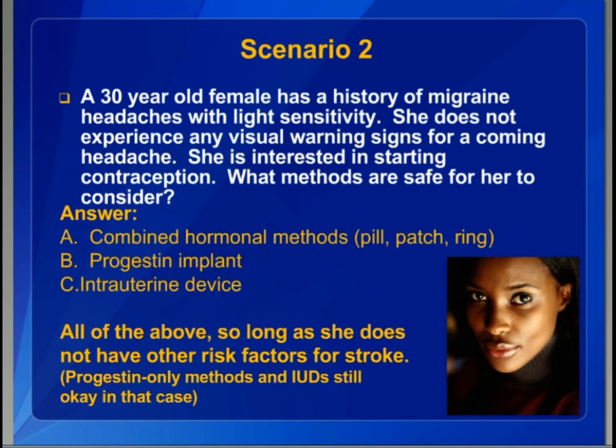So returning to our patient, we know that she does not experience any visual warning signs for a coming headache, which is also how people describe an aura, and so therefore she is eligible to receive any of these methods, so long as she doesn't have other risk factors for stroke. And in that case, progestin-only methods or IUDs are still acceptable.